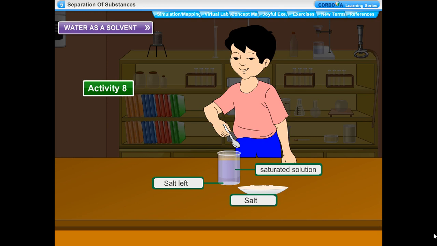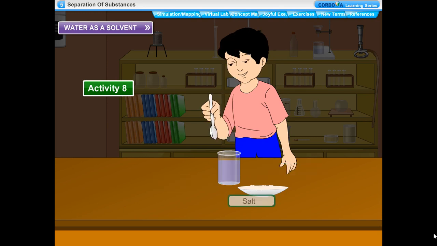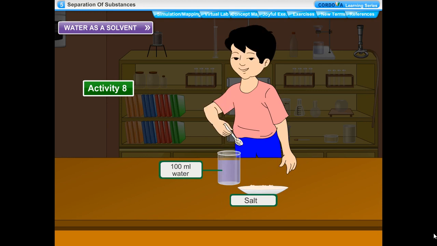In the above activity, we have obtained a saturated solution of salt in water. A solution in which no more substance can be dissolved at a given temperature is called a saturated solution.